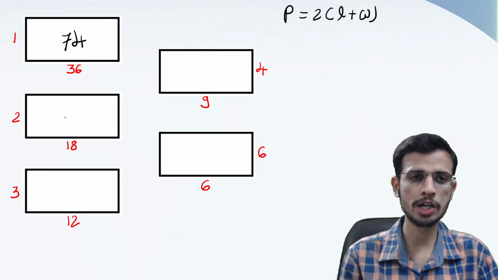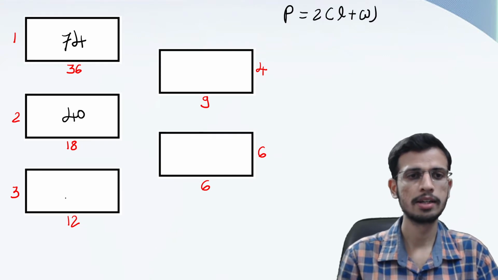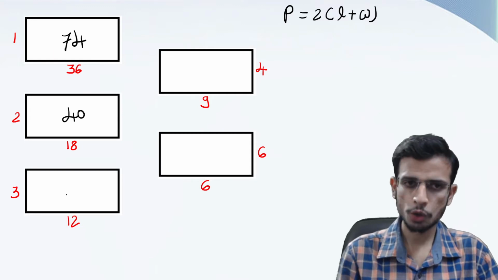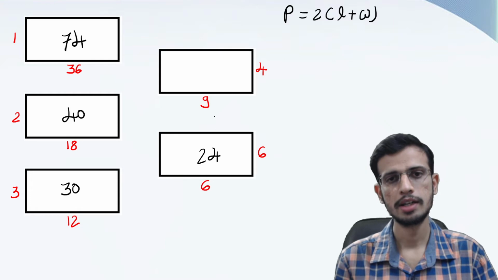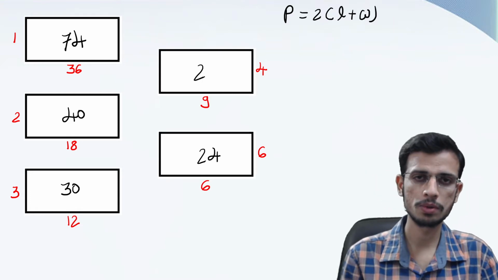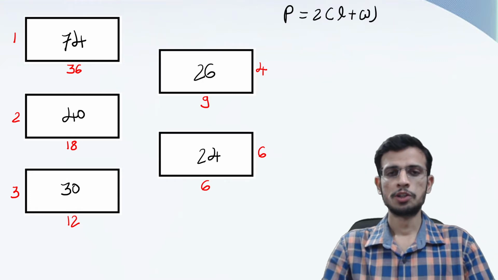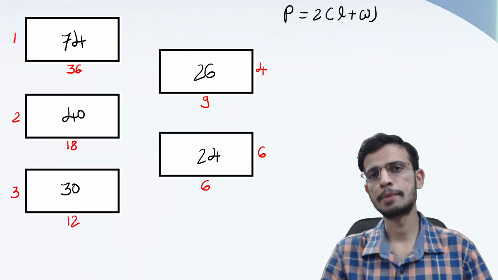18 plus 2, 20 into 2, 40. 12 plus 3, 15 into 2, 30. 6 plus 6, 12 into 2, 24. 9 plus 4, 13 into 2. So we got 5 different values of perimeters.